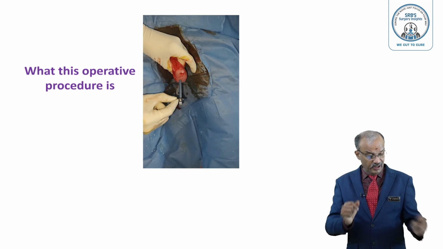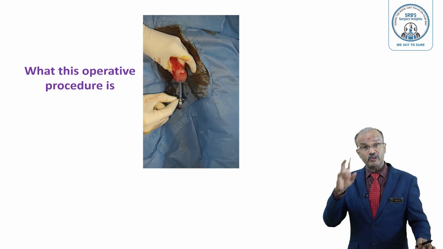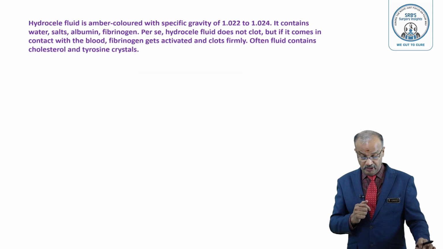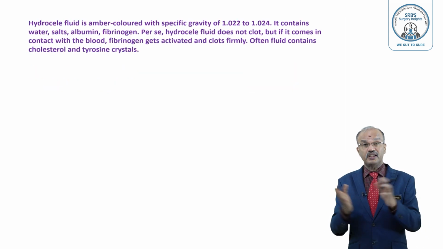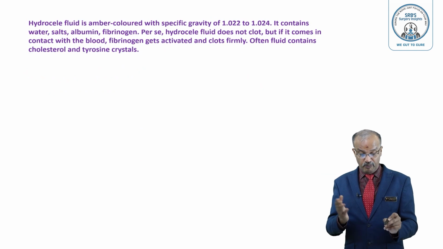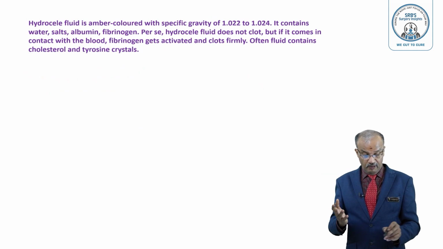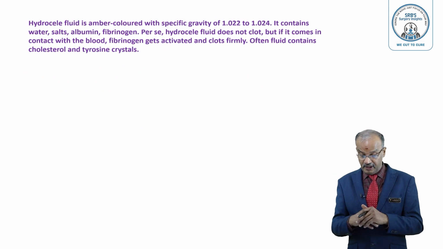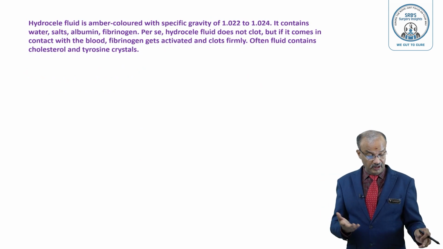So this is briefly how exactly you will evacuate with trocar and cannula. Typical trocar and cannula usage for evacuating hydroceles. All these are the features of hydrocele fluid: amber color, specific gravity, fibrinogen per se does not clot, but when it comes in contact with blood, calcium gets added, it gets activated and clots form, and it can contain tyrosine and cholesterol crystals.